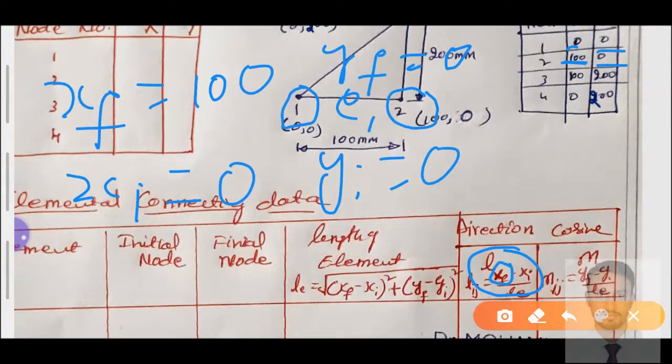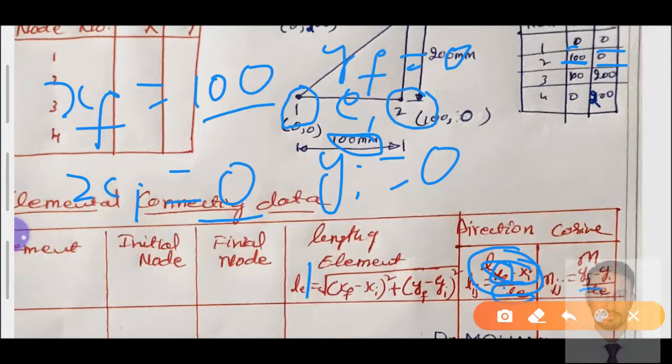Direction cosine L is equal to X final minus X initial divided by LE. X final is how much? 100. X initial is 0. 100 minus 0 is 100. This total value is divided by LE. LE is nothing but 100, so that is equal to 1. L is equal to 1 for element number 1. And similarly, for direction cosine M, we need to find the Y final value.